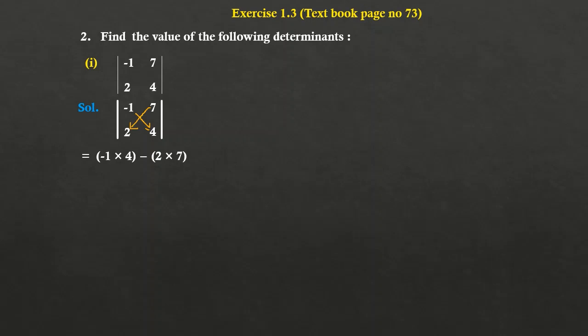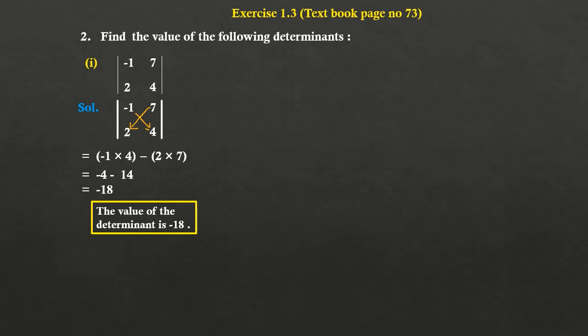Now the answer for this -1 into 4 gives you -4, and the answer of this 2 into 7 gives you 14, which has a minus, so we will write -4 minus 14. Now -4 minus 14 gives you -18. So we are writing our final answer of the determinant as -18. So we are done with 1 mark. And sometimes if a fraction or decimal appears, 2 mark questions also come.